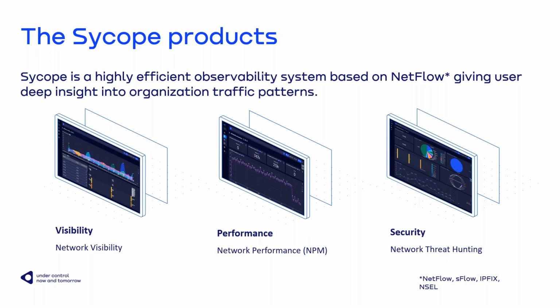The second module is performance. This module is dedicated to measuring the performance of the network. So we can measure the delays, we can measure the retransmissions in the network, and thanks to that, we can find problems inside the network. And the third module is the security module. This module is dedicated to detecting unwanted, suspicious communication in the network.